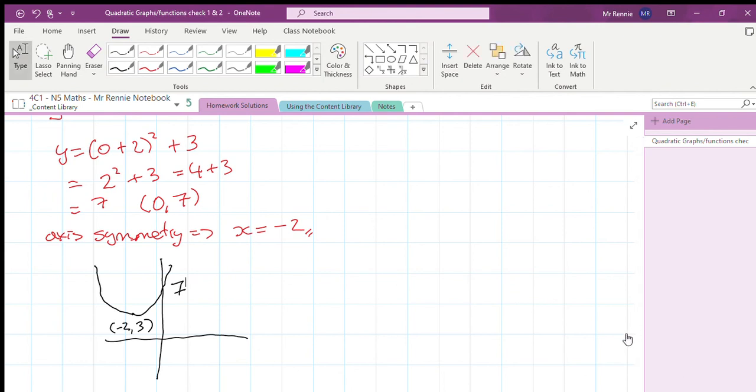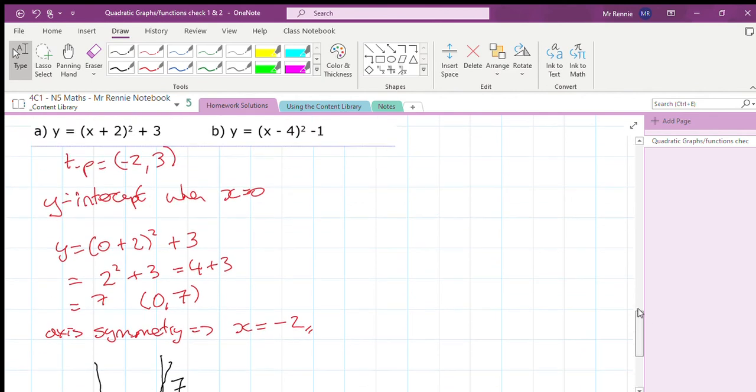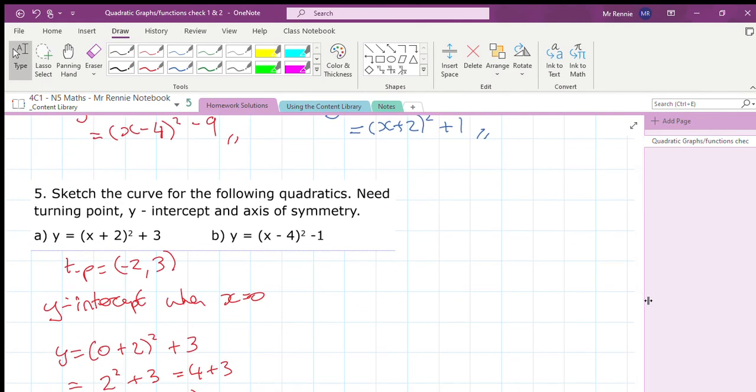We'll now go back up and look at part B. Part B will be this graph here, y equals x minus 4 all squared minus 1. So the first thing we need for part B is its turning point. Again, we change the value that's inside there, so it's negative 4 now, so we're going to get positive 4, and it's negative 1. So my turning point is 4 along, negative 1.